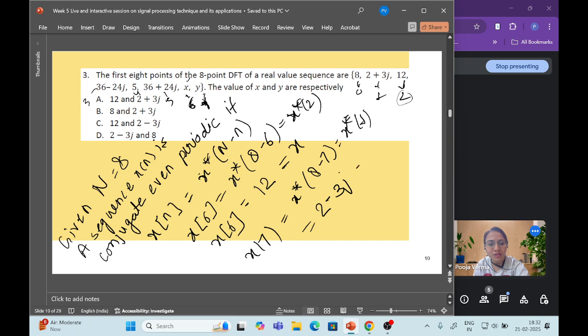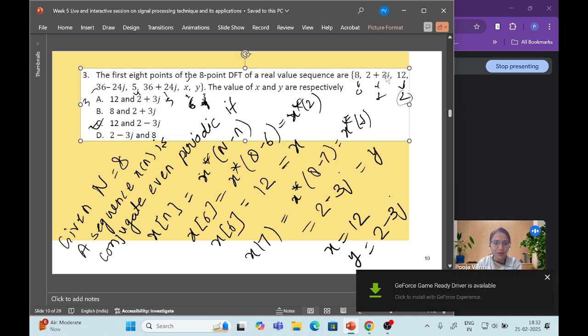So it is equal to the value y. Whatever value we get at the 7th position, that is equal to y. So x is equal to 12 we have got, and y is equal to 2 minus 3j. Okay, so which option is correct? Option C is the correct answer for this question, not D. I hope you have understood this question.